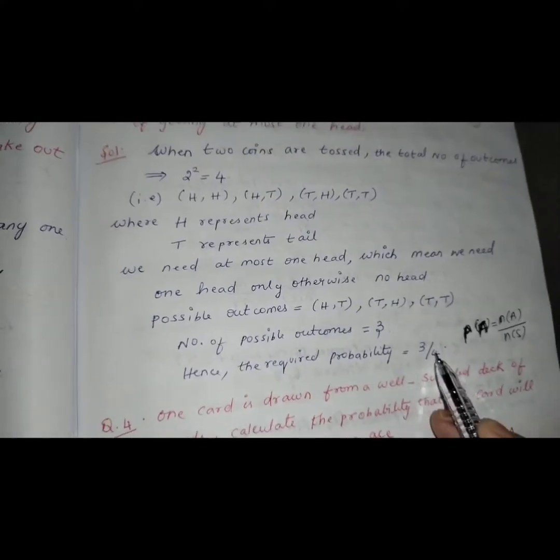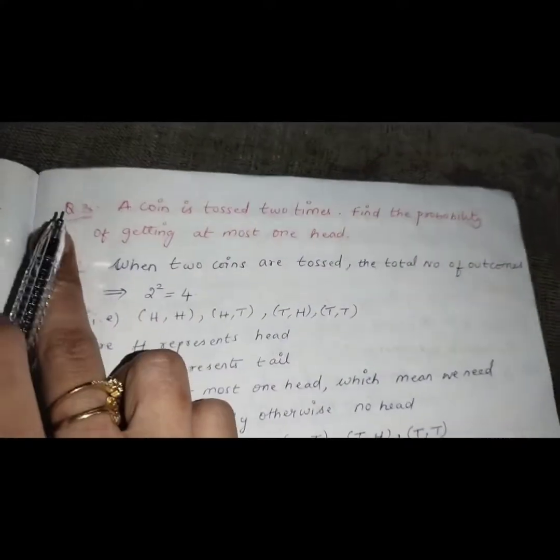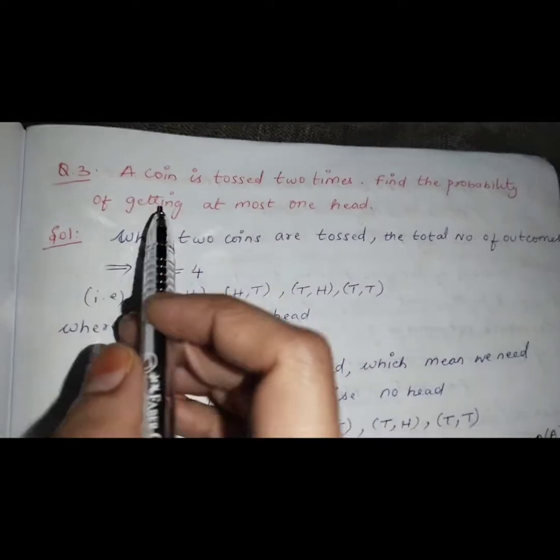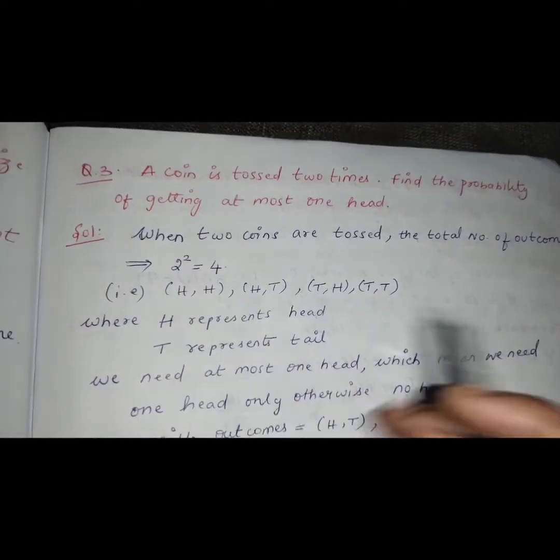Hence the required probability is 3 by 4. Similarly P of A equals n of A by n of S. Here n of A is 3 and n of S is 4. So this is the third question, an important question of chapter 15 probability.